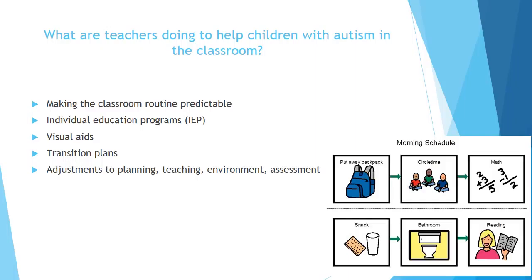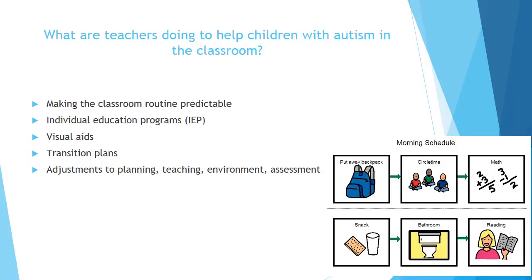Teachers are helping students with autism spectrum disorder by making the classroom routine predictable. Students with autism spectrum disorder thrive on predictability and routine, and that is what some teachers are bringing to the classroom, but not all of them. Teachers are providing students with visual aids in the classroom so that they can see what is coming next. So every Monday, they do the same thing in the classroom.